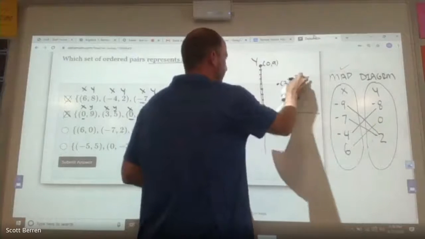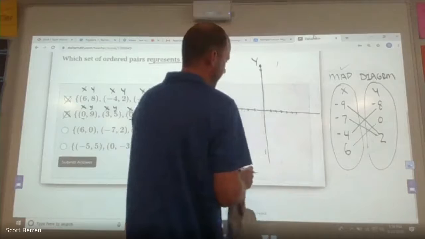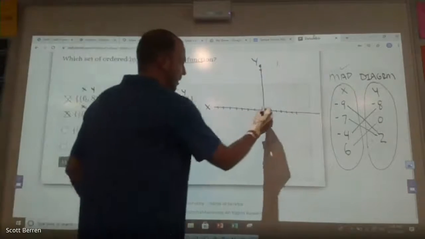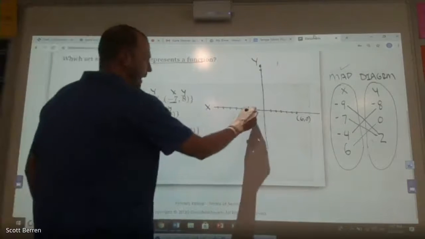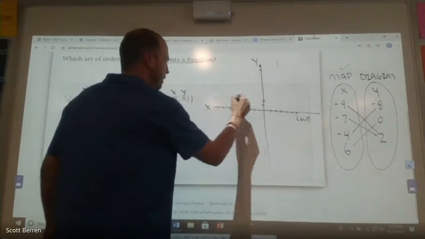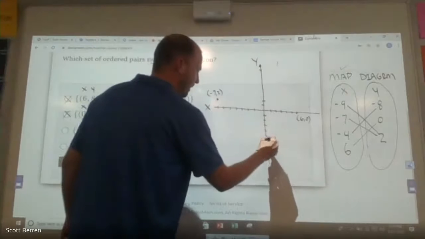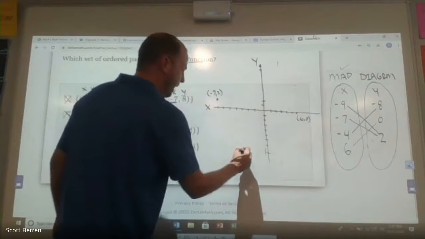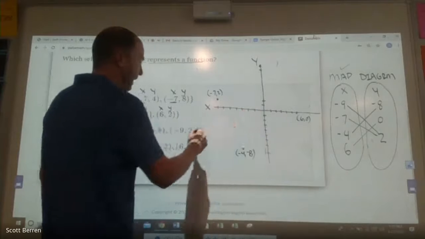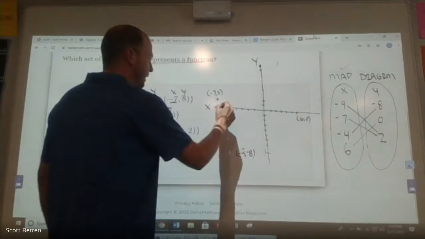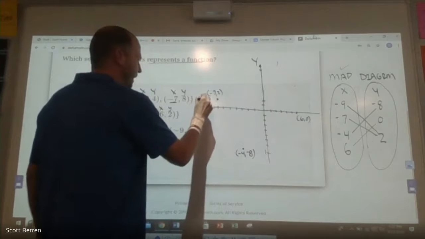Let's just go ahead and graph it and double check everything. Sorry, I know that line's a little bit skewed, but that's okay. So 6, 0. 1, 2, 3, 4, 5, 6, 0. Negative 7, 2. Negative 1, 2, 3, 4, 5, 6, 7, up 2. Negative 4, negative 8. 1, 2, 3, 4, 5, 6, 7, 8. Then finally, negative 9, positive 2. Negative 1, 2, 3, 4, 5, 6, 7, 8, 9, and up 2. So that's negative 9, 2.